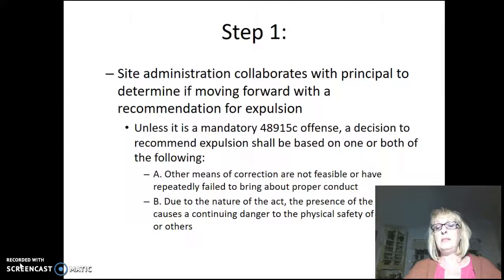So maybe some of the interventions that have been used are not working, and this student continues to be defiant or to basically go against the Ed Code 48900. Or two, the student is a threat to the physical safety of other students.